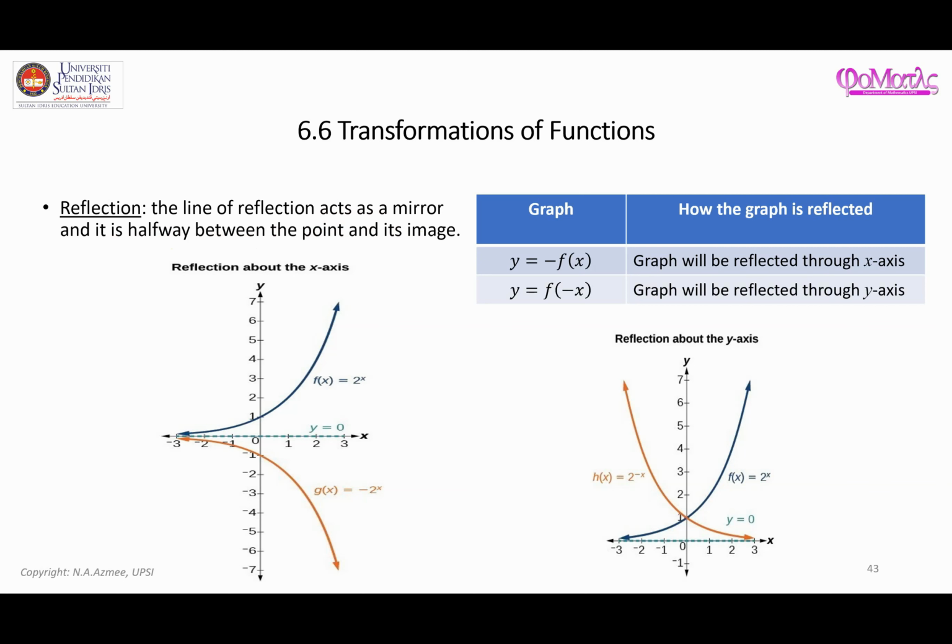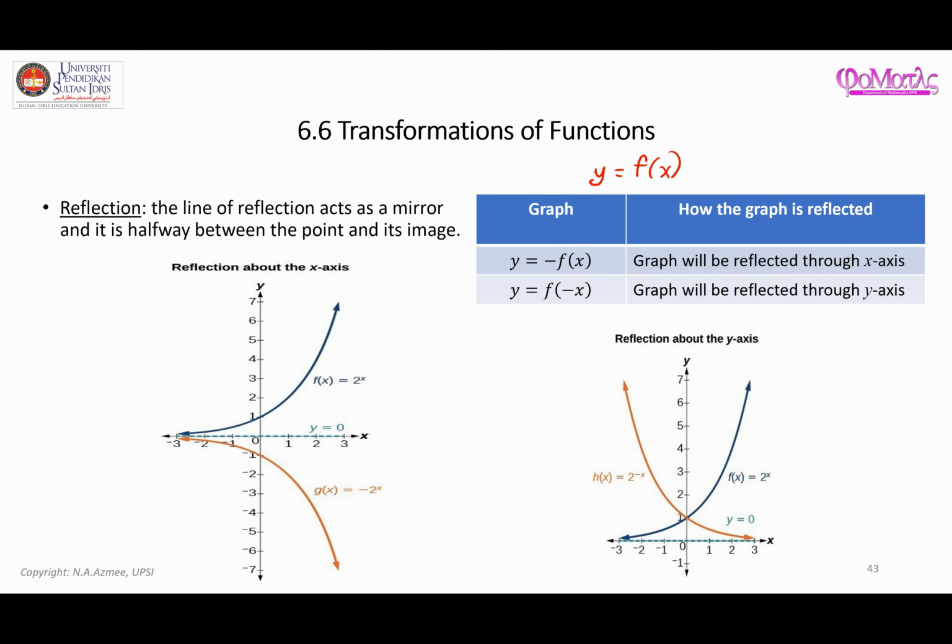As an example, if you have a negative sign outside the original function, where the original function is y equals f(x), then the graph will be reflected through the x-axis.